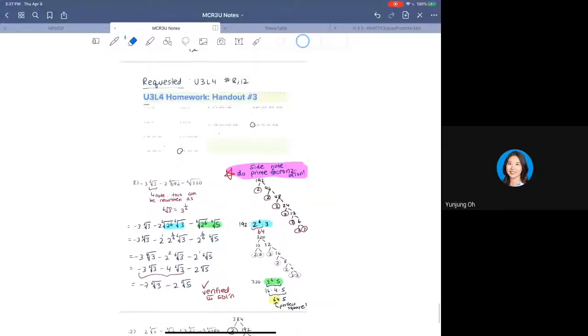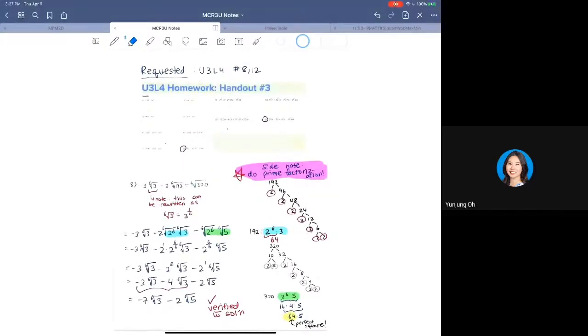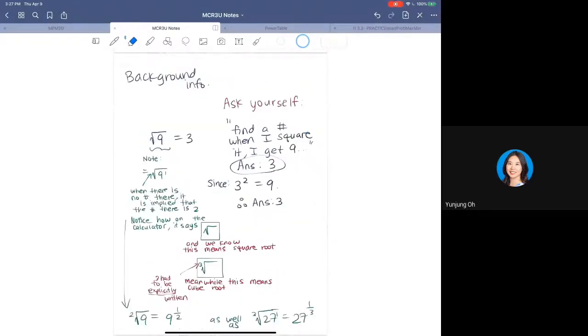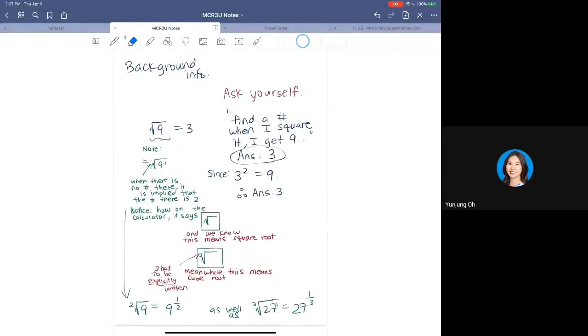Basically, in order for me to do these more complicated questions with higher radical values, you have to have an understanding of this concept: when we are taking the square root of 9, I find a number that, when I square it, I get 9. And the answer to that is 3, right?